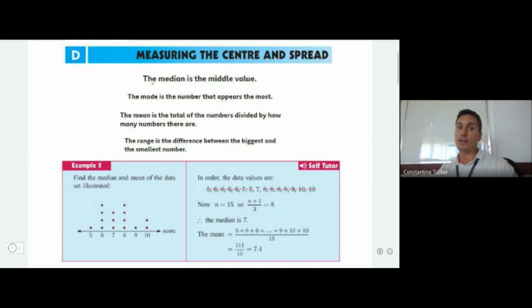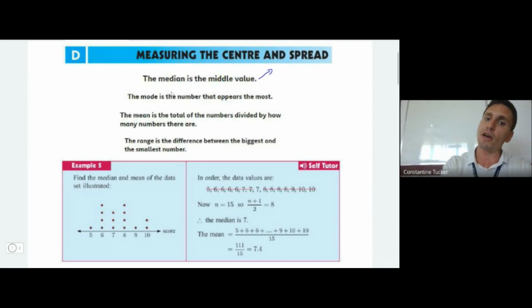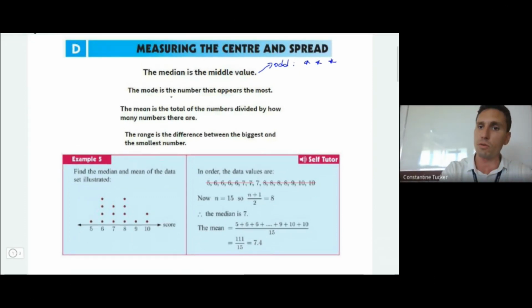Now, median is the value in the middle. Basically, when we have an odd number of things, something like 1, 2, 3 things, then the median is going to be in the middle. So the median is going to be here.